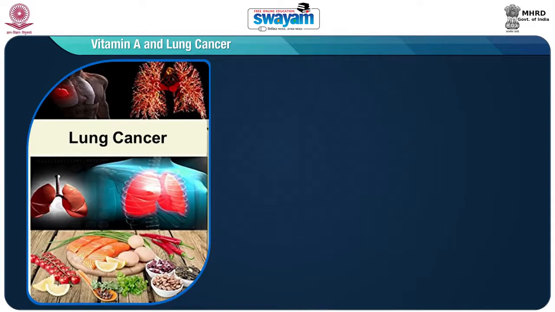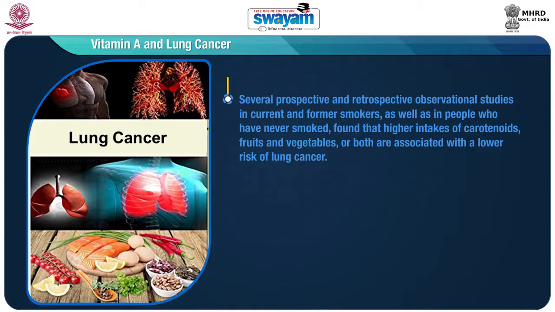Now, the health benefits of vitamin A in the body. Vitamin A and its health benefit in case of lung cancer. Several prospective and retrospective observational studies in current and former smokers as well as in people who have never smoked found that higher intakes of carotenoids, fruits and vegetables, or both, are associated with a lower risk of lung cancer.